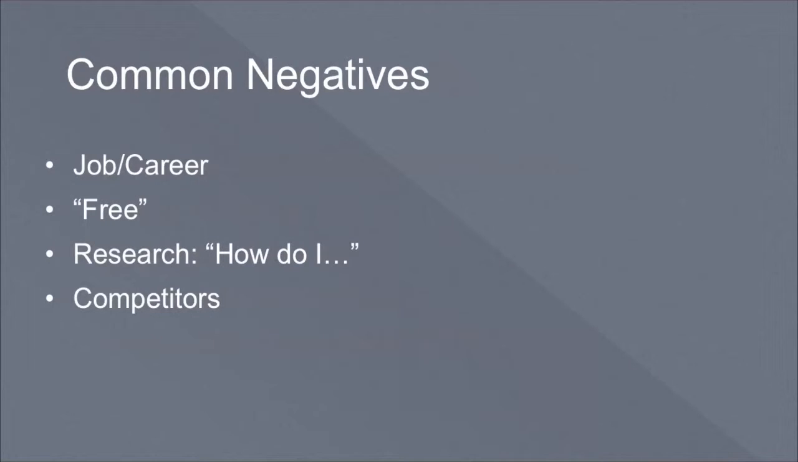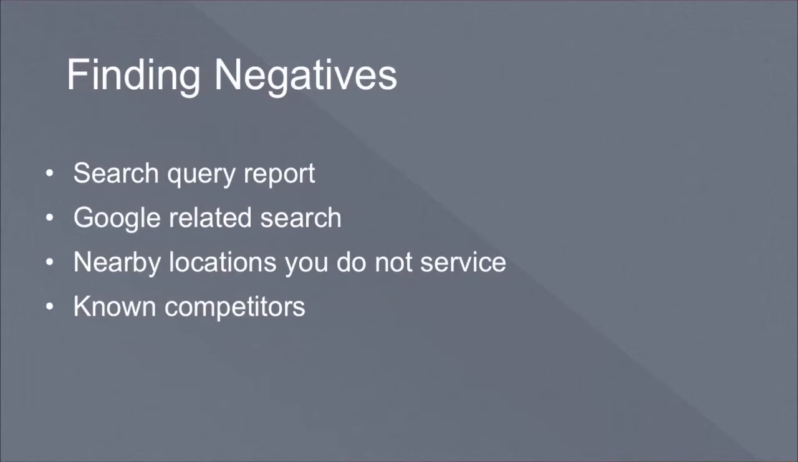Because if people are searching for a competitor by name and it's local, there's a good chance they already know them. They're looking for a phone number or an address or a contact point. It will all mostly result in wasted spend. So let's talk about how to find negatives.